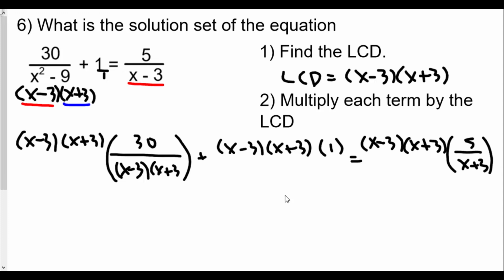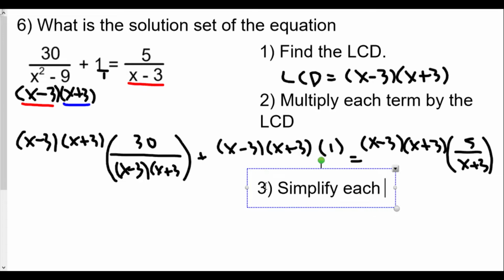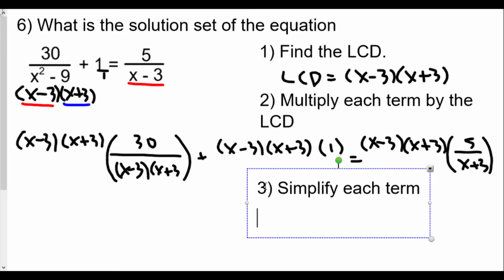Now, our third step is to simplify. Simplify each term. Meaning in this case, now you have these things multiplying each other. Simplify each term. And then after that, solve the new equation.